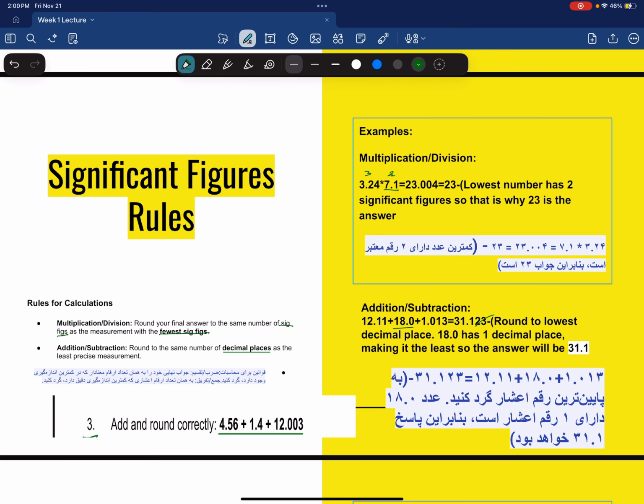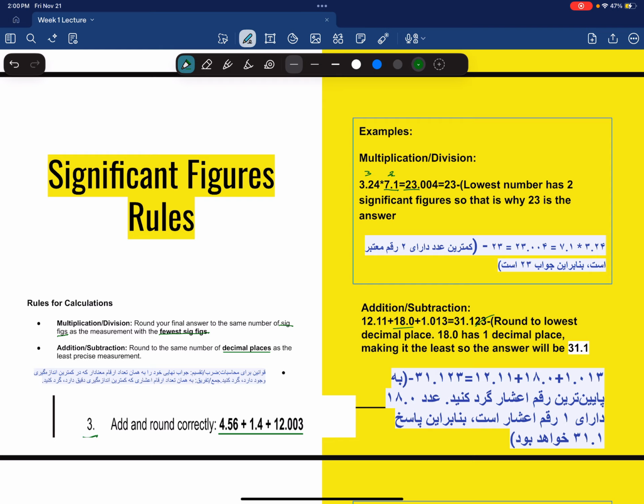So despite our answer becoming this big number, 23.004, we're only going to say 23 because we want our final answer to be rounded to the measurement with the fewest sig figs, which was 7.1. So it's going to be 23 as our final answer.